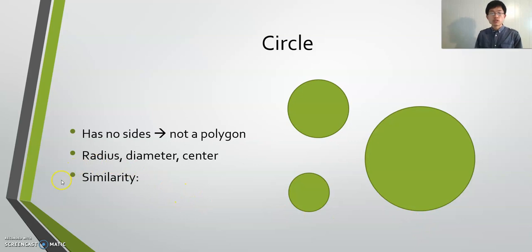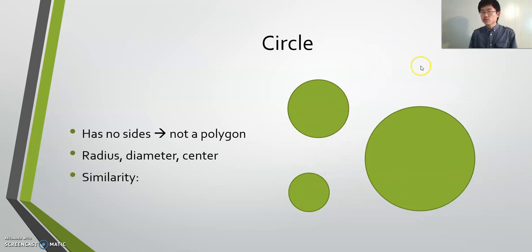Now, the next thing I want to talk about is similarity. Similar figures: two figures are similar if they have the same shape, but different size. Same shape, different size. These three circles are circles, right? So they are the same shape, but they're in different sizes. The radius won't be the same, as you can see just by looking at it. So these three circles are similar.